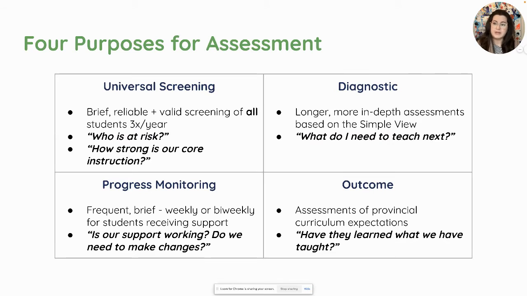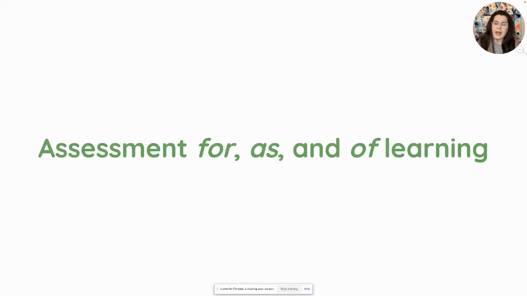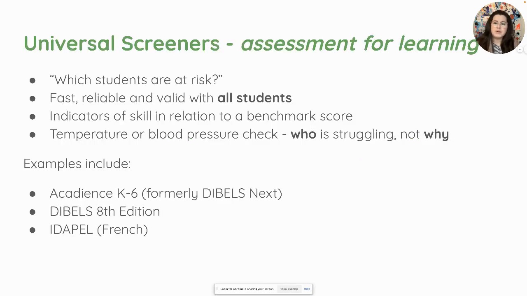So what we'll talk about today is the 4 purposes for assessment and where they fit into an early literacy model or program. And we'll also talk about the assessments that are built in within our programming, so you can see where that fits and where you also might need to add in additional assessment. And since I am coming to you from Ontario, I'll do my best to link these assessment purposes to assessment for, as, and of learning, which links to Ontario's document Growing Success for Assessment, Evaluation, and Reporting. So first off, we'll start with universal screeners, and this is assessment for learning.